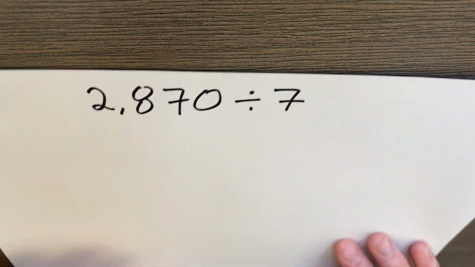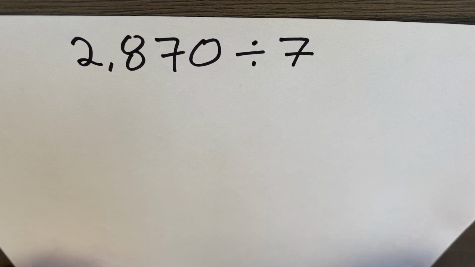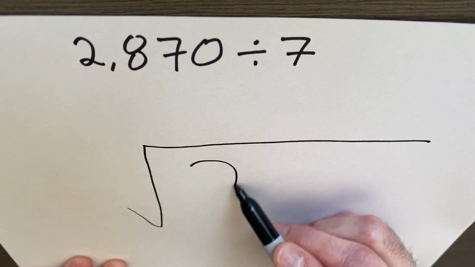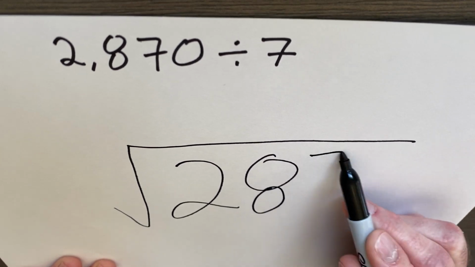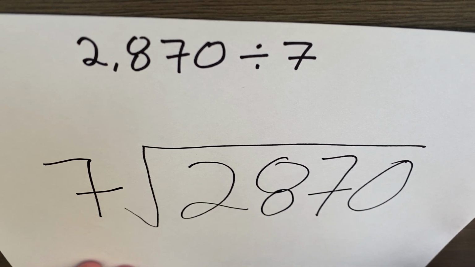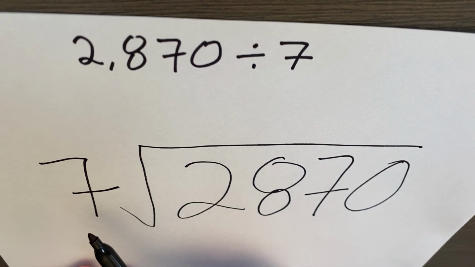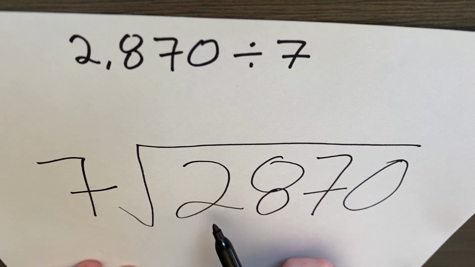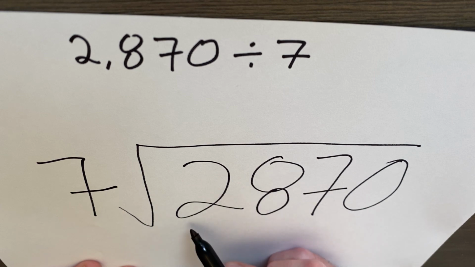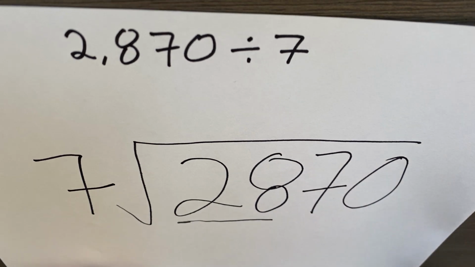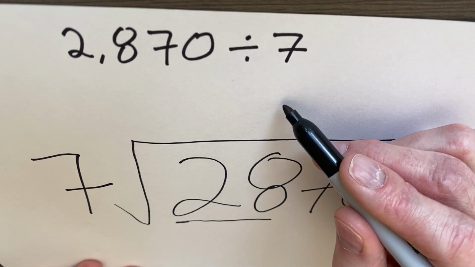Let's look at another example calculation. Maybe one that's a little bit harder, a bigger number. 2,870 divided by 7. So again, I will rewrite it. Same as before. Now first I ask myself, how many times does 7 go into the first digit of 2,870? Well, it can't. 7 can't fit into 2. So I look one place over. I'll ask, how many times does it go into 28, since it couldn't go into 2? Well, it goes in 4 times.